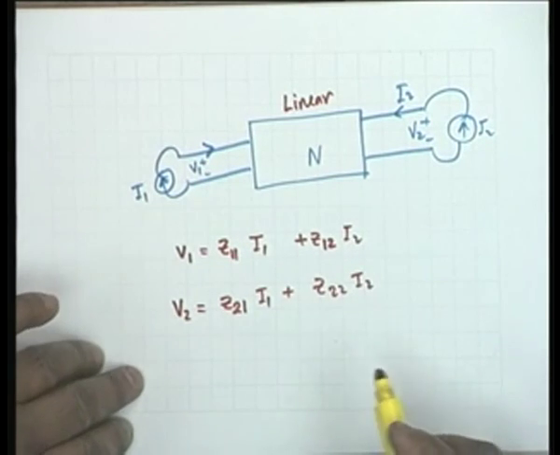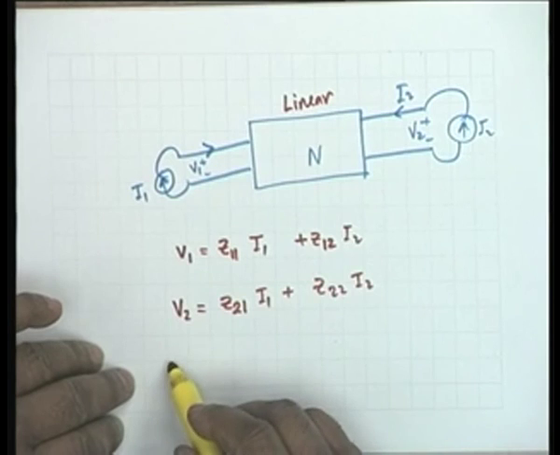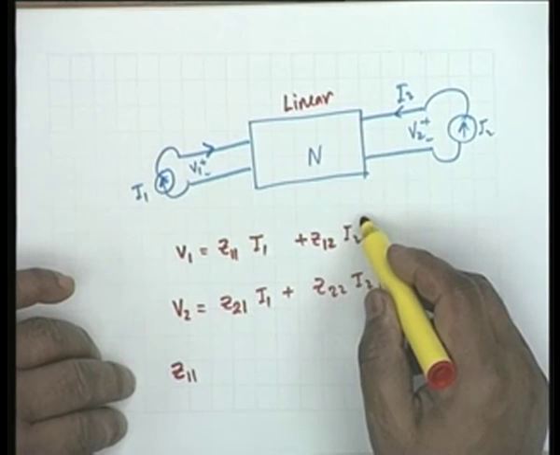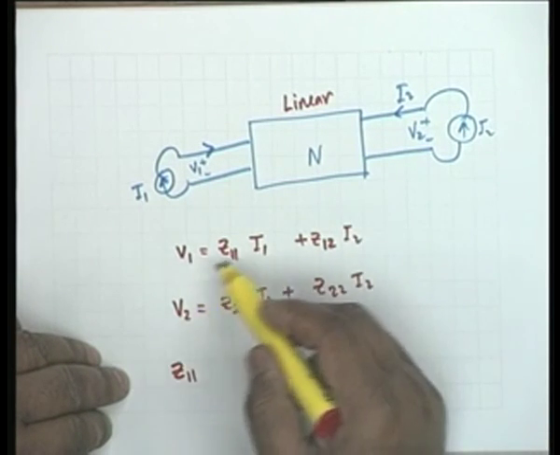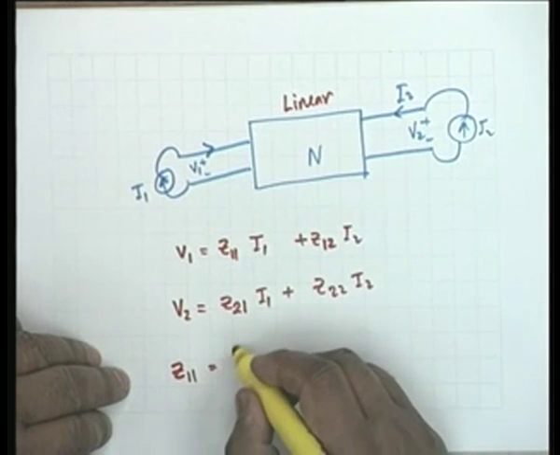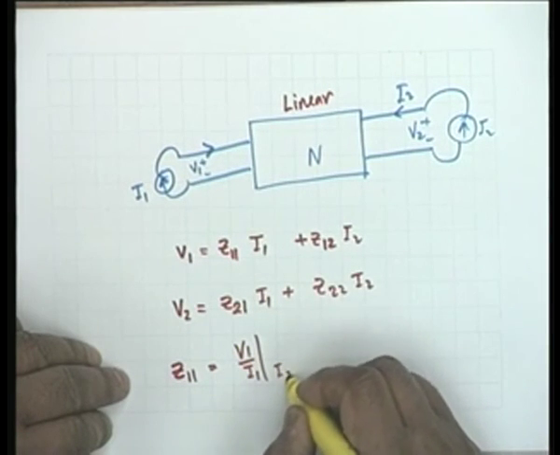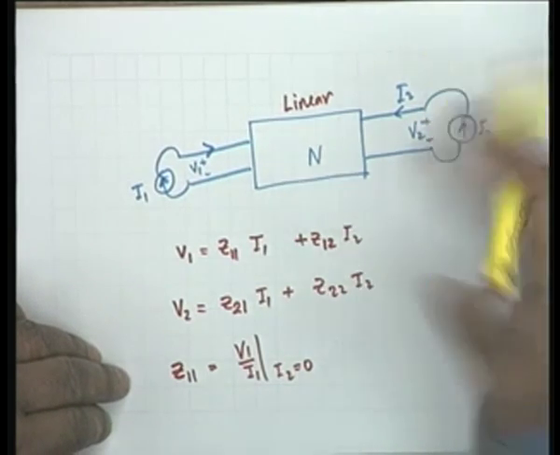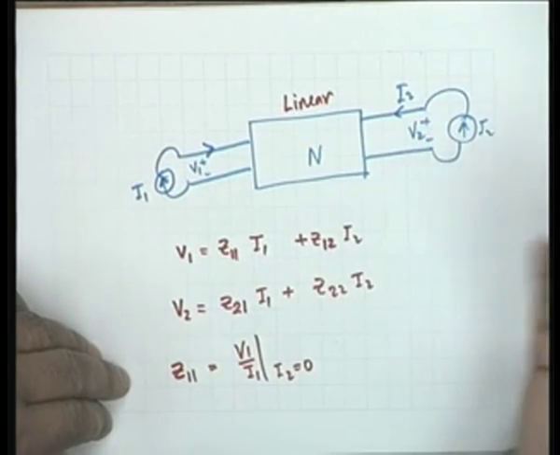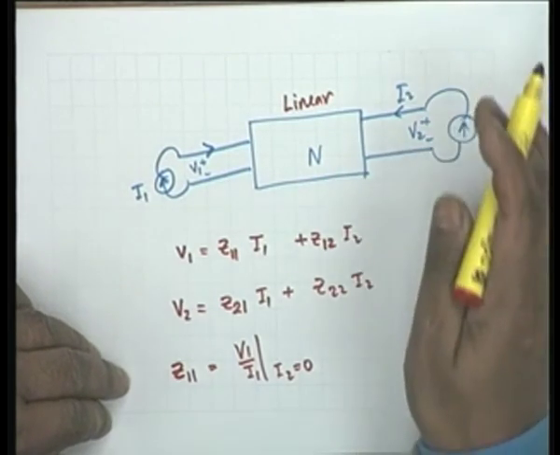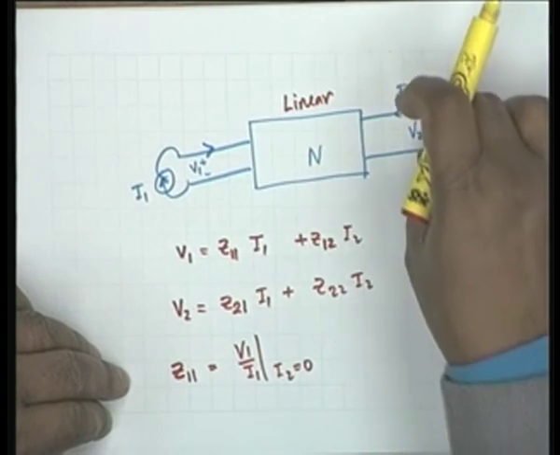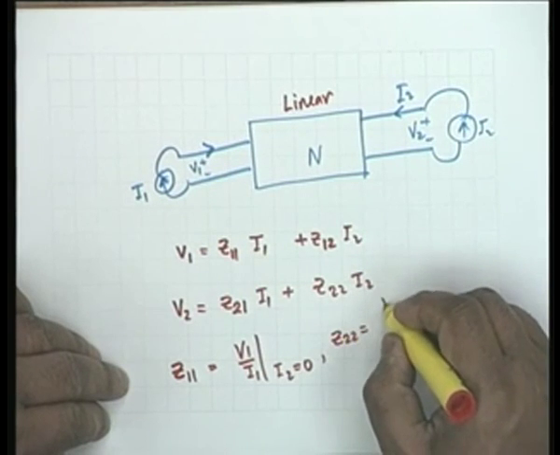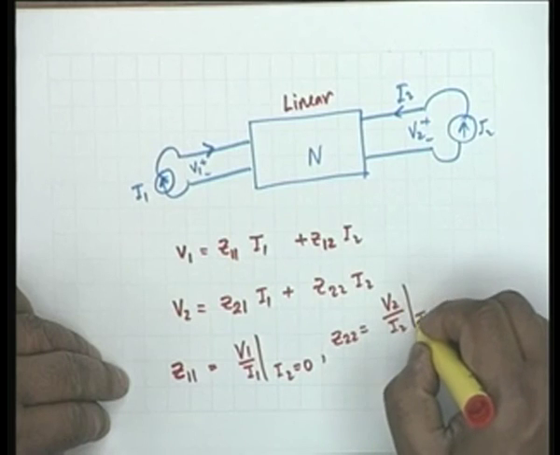And if you look at these parameters, one can immediately see that if you want to measure Z11, for example, all you have to do is to make I2 0 and divide V1 by I1. Okay, so Z11 is V1 by I1 with I2 equal to 0. I2 equal to 0 means the second port is open circuited. I2 equal to 0 means no current flows. Source is disconnected and therefore no current flows, because this is open circuited. All right. Similarly, you can see that Z22 is V2 by I2 under the condition that I1 equal to 0.